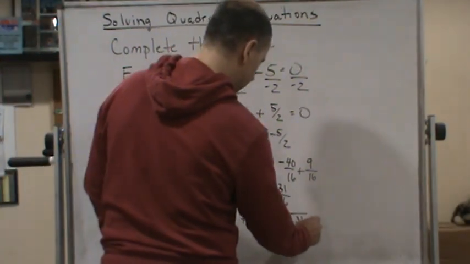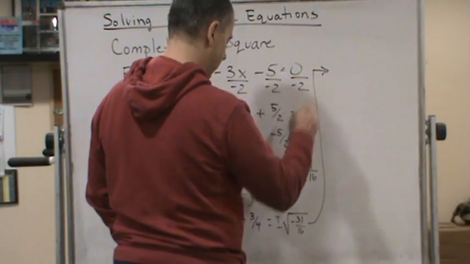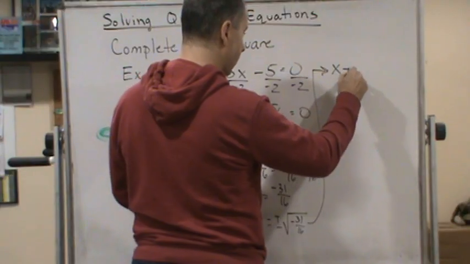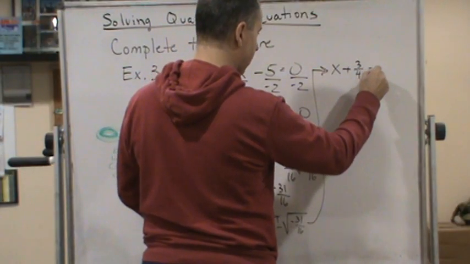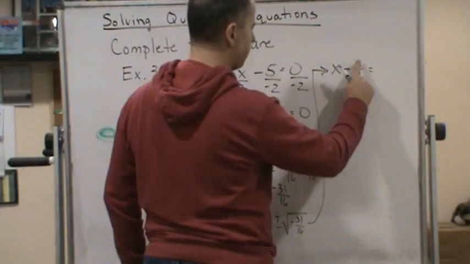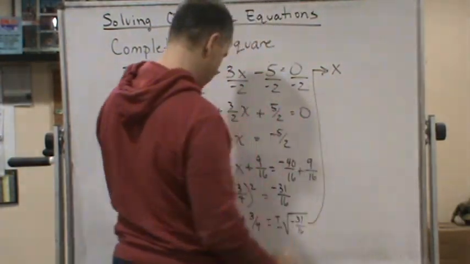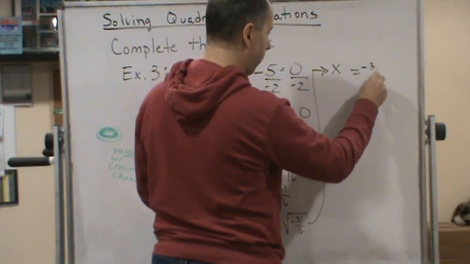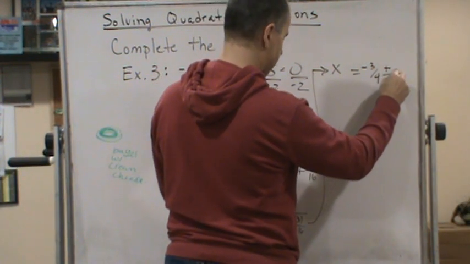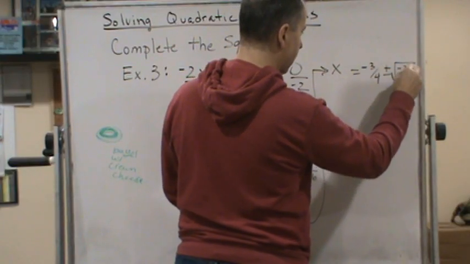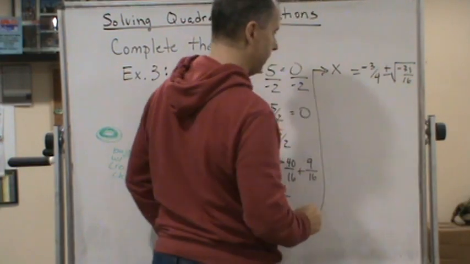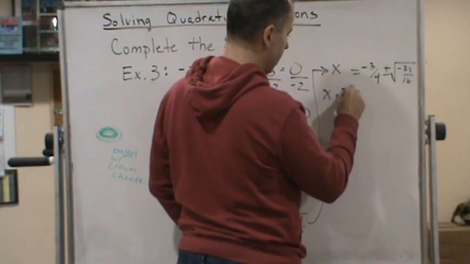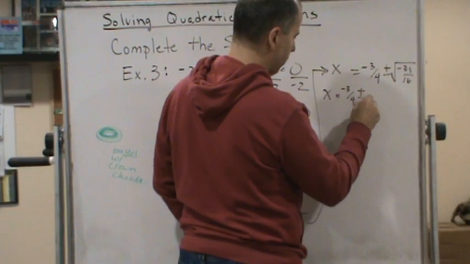And if I simplify this, let's bring this up here. So I get x plus 3/4 is equal to, well, let's subtract 3/4 from both sides. So I get x equals -3/4 plus or minus the square root of -31/16. So now let's deal with this radical. So we get x equals -3/4 plus or minus.